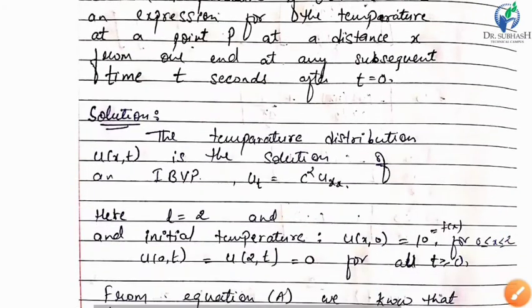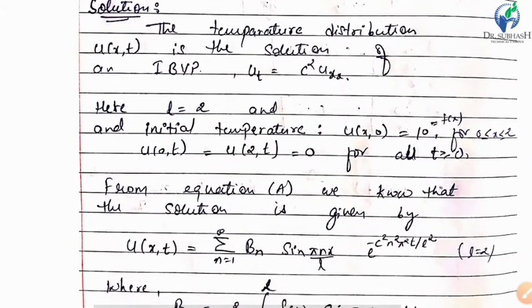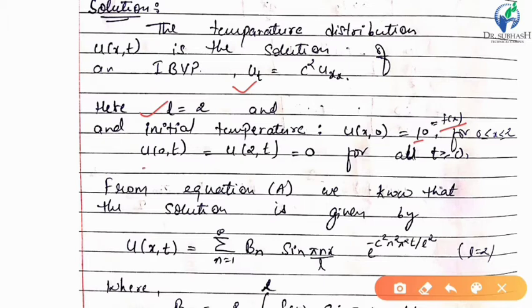Now let's move towards the solution. This is a question for the temperature purpose, so we will obviously use heat equation. So heat equation is u_t = c² u_xx. Here length is 2 and the initial temperature is, we are taking 10, that is u(x,0), and we know that u(x,0) is our f(x), and according to our conditions u(0,t) = u(2,t) = 0 for all t ≥ 0.